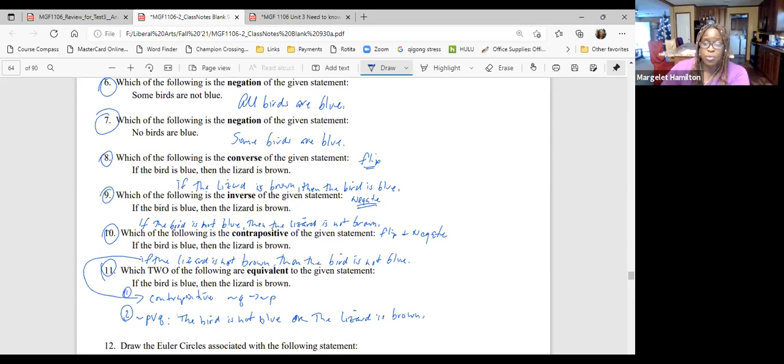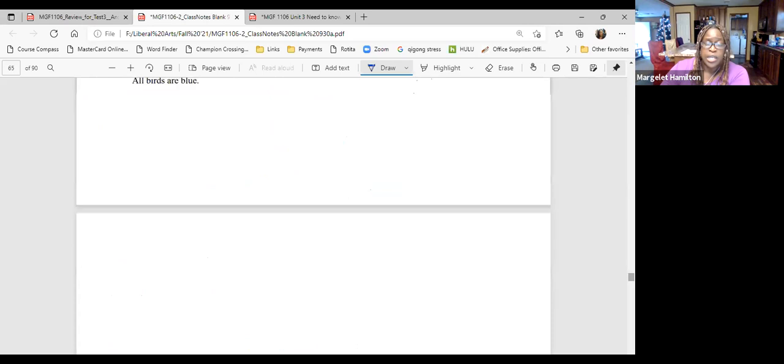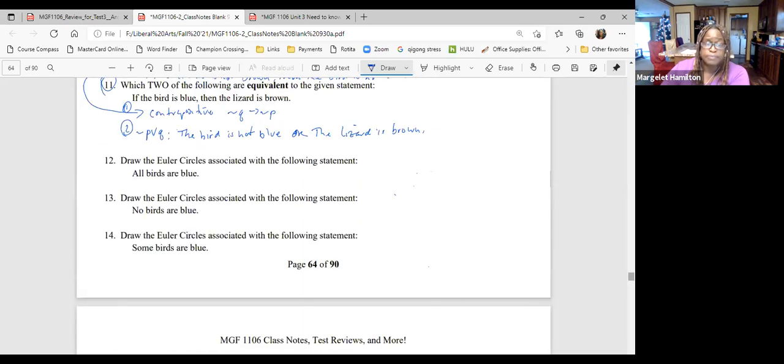All right, here we go. Looking at doing some drawing. Using those Euler circles that they gave us, it says draw the Euler circles associated with the following statements. Now, in the test, you're not going to be drawing any, but you are going to be looking at the drawings, interpreting them, and encircling the ones that say what it is. Make sure on the test that you read the directions carefully to see what they want you to do. Sometimes they may want you to look at the circles and negate it. So make sure you read carefully.